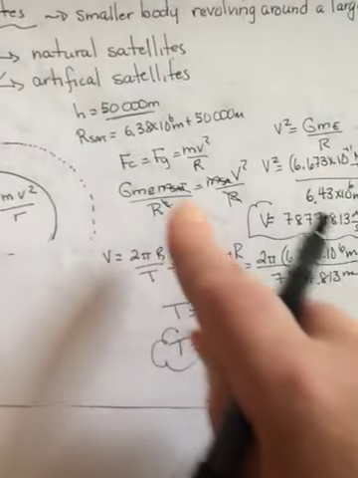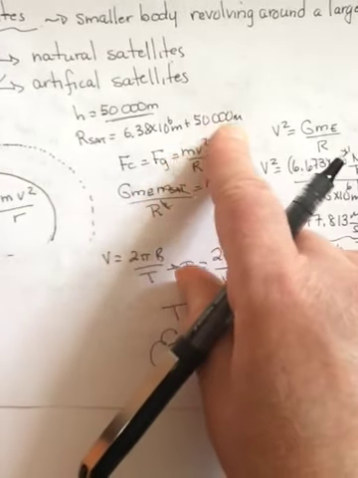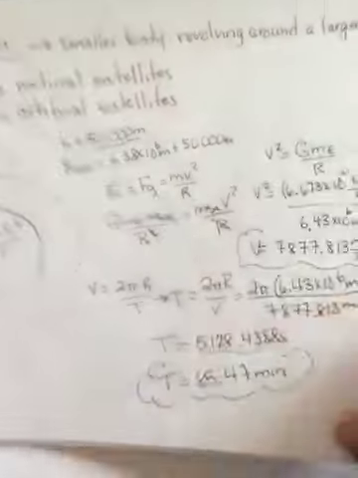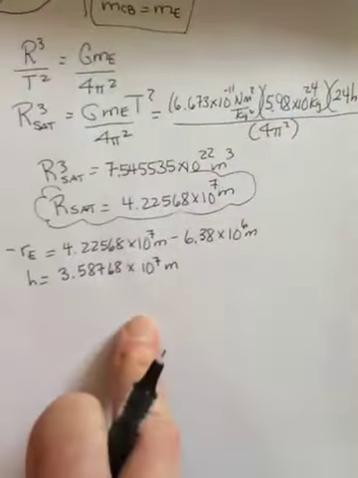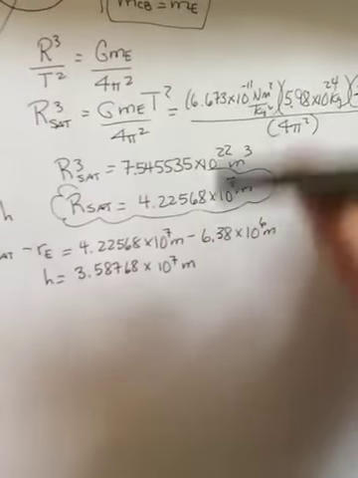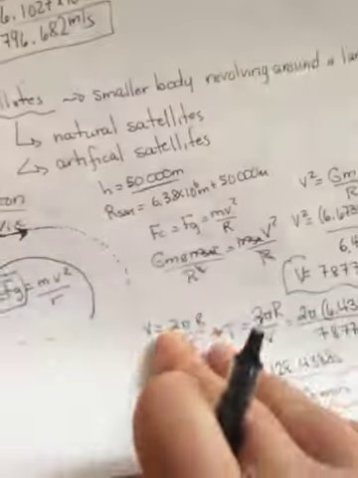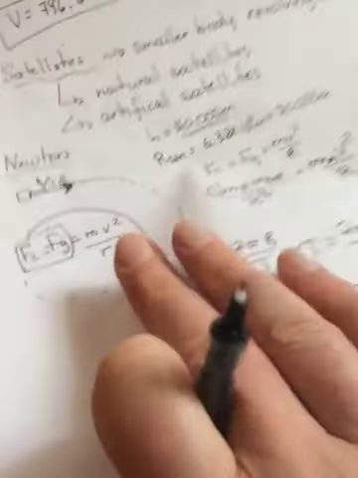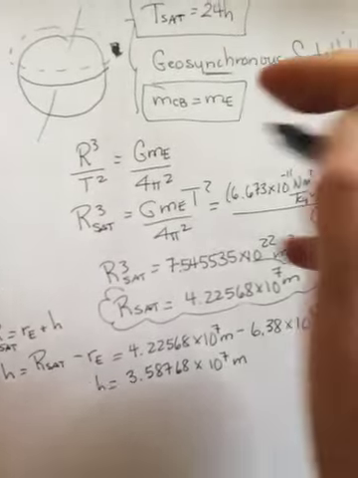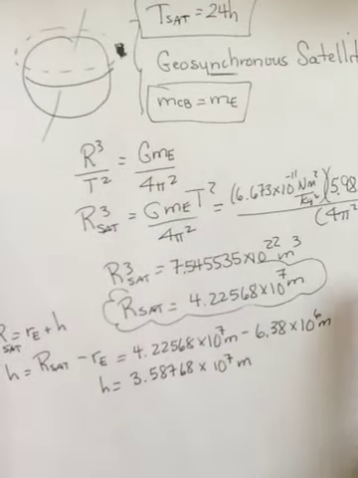Now, when we did the one that was going around in 85 minutes, it was 50,000, or 5 times 10 to the 4th. This is to the 7th. So it is much, much further away. And that makes sense, right? This one was 50,000 and it only took 85 minutes to go around. We want this one to take 24 hours. So it should make sense that it's going to need to be further out.